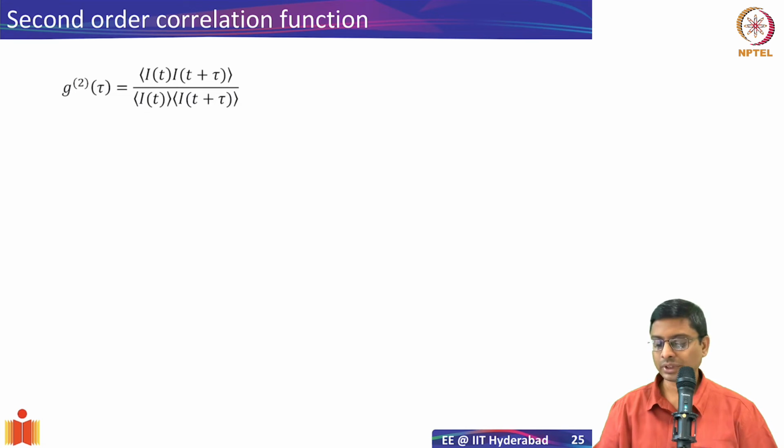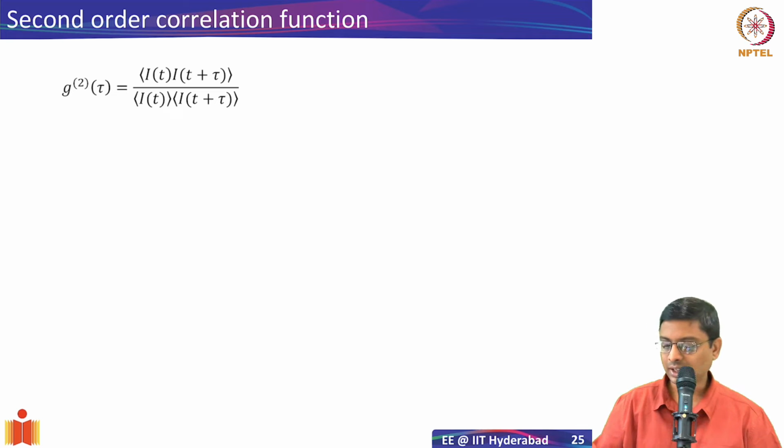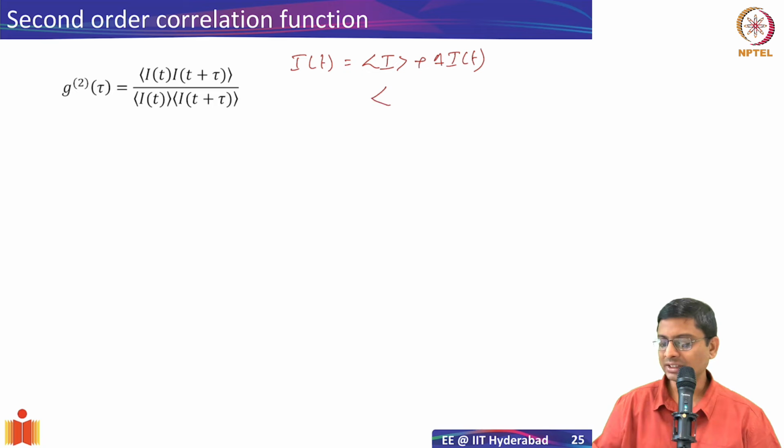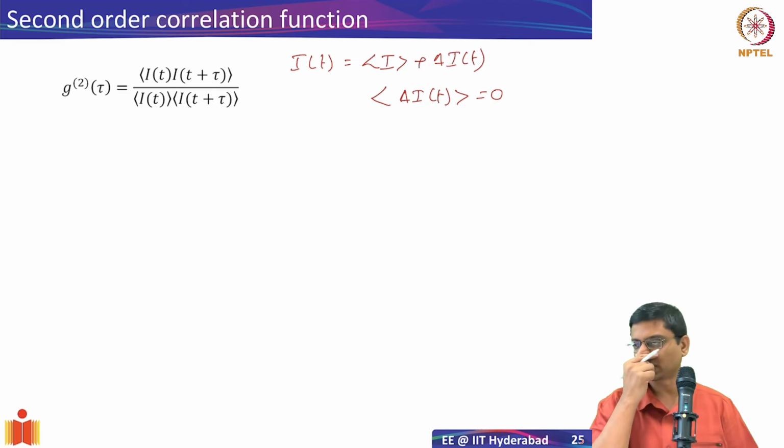Okay. So now we have seen that I of t is going to be equal to the mean value of I plus delta I as a function of time. There is some correlation. And I also said that if you take the time average of delta I of t, that is going to be equal to 0 because it's random fluctuations.